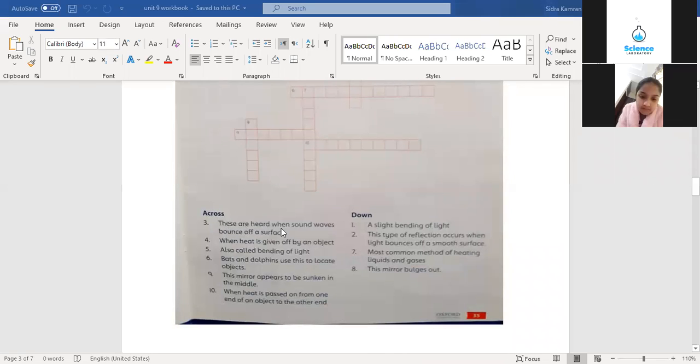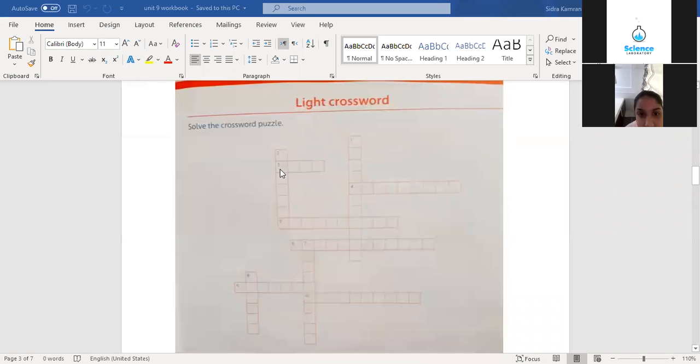These are heard when sound waves bounce off a surface. What you can hear when sound waves bounce off a surface, Haram? Echoes. Yes, echo. So here is the written 3. So on 3 you have to write this. So here in this cross puzzle you can see 3 is written at this point. So you have to write echo here.